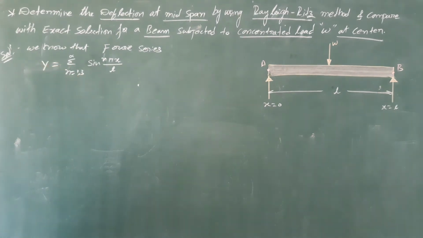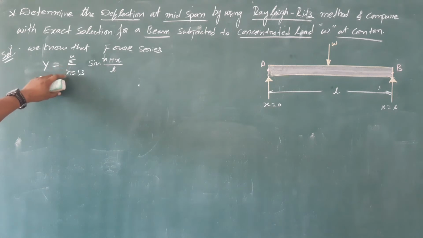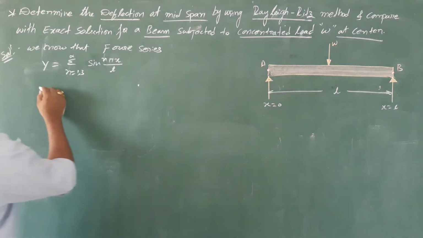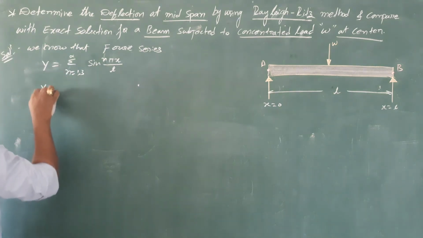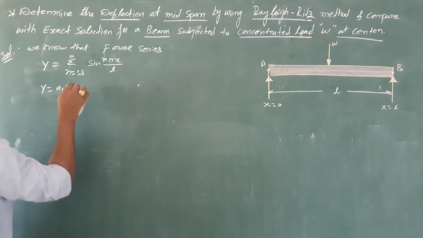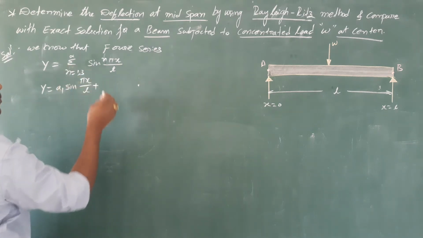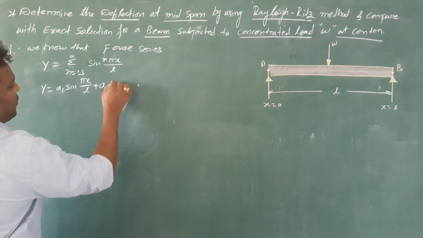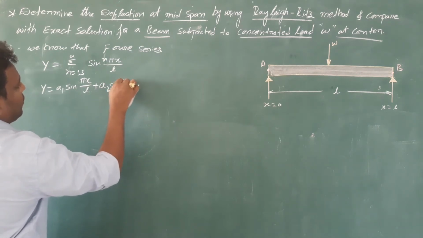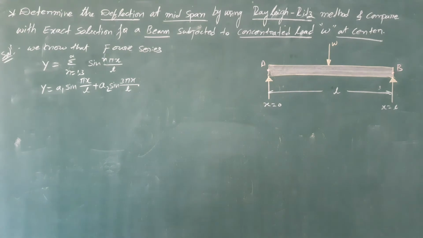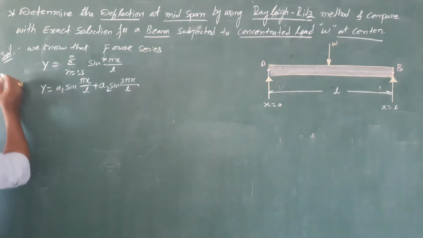Y is equal to the summation of n equal to 1, 3, that is odd numbers 1, 2, 3, to infinity, of sine of n pi x by L. There are two terms only, so this equation will become y is equal to a1 sine pi x by L plus a2 sine 3 pi x by L. This is our equation.